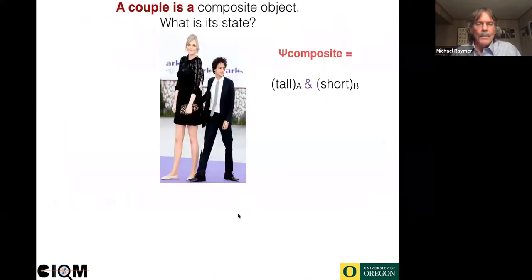Okay, what is a composite object? So here I photoshopped a picture, which I'm going to use later to illustrate the point, that in classical physics, a state just means a description of the condition or the way it is. And here's a case, I suppose to be amusing. We have a tall person, Alice, and a short person, Bob. So the composite state would be written this way: tall Alice and short Bob. And that describes them together as a couple.